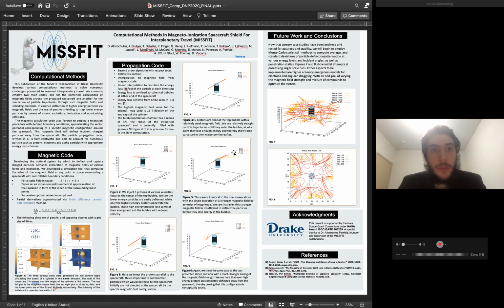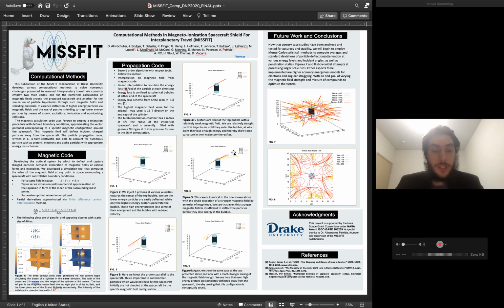This poster will be about the computational methods used in the MISSFIT collaboration, which stands for Magneto-ionization Spacecraft Shield for Interplanetary Travel. In essence, this is a large collaboration at Drake University led by undergraduate students whose aim is to solve the various challenges associated with prolonged interplanetary travel.